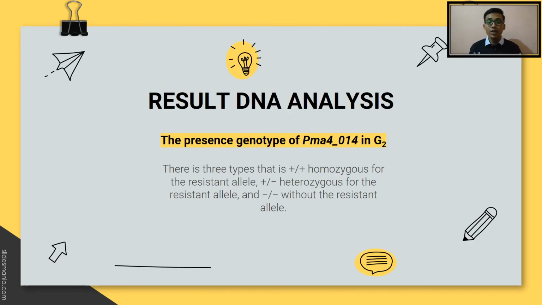Result of DNA analysis. DNA analysis was done to see the genotype of PMA4_014 in G2. As we know, PMA4_014 is the resistant marker. There are 3 types: homozygous for the resistant allele, heterozygous for the resistant allele, and negative without the resistant allele.